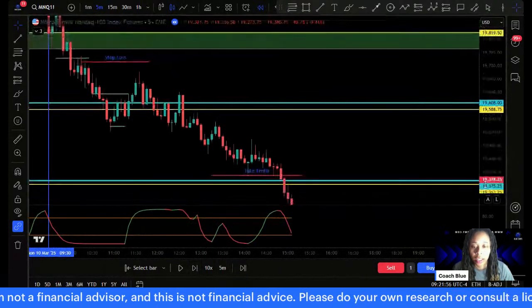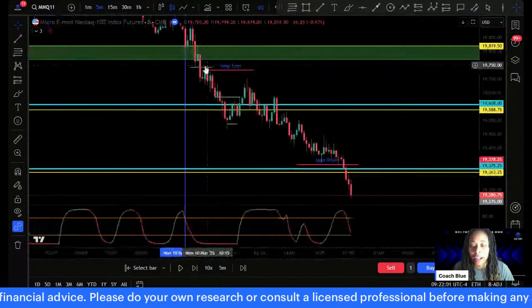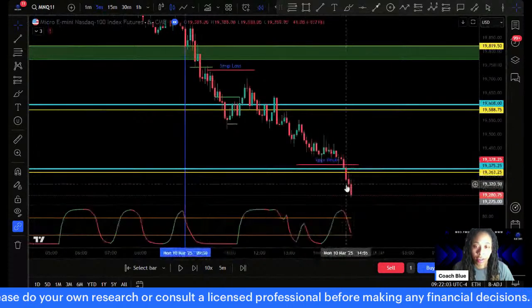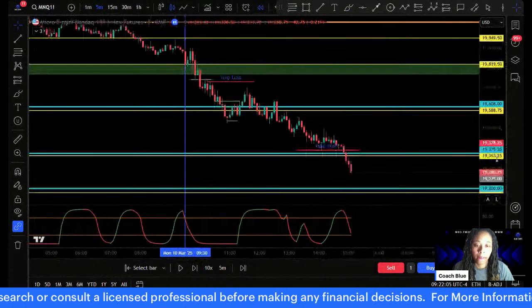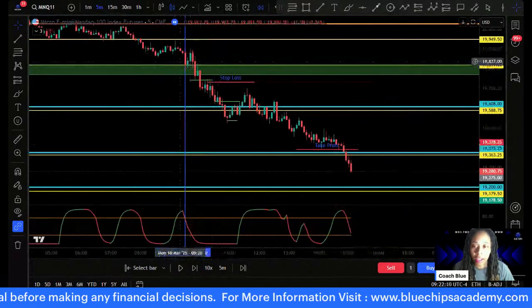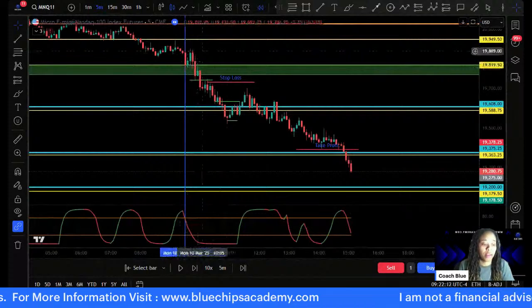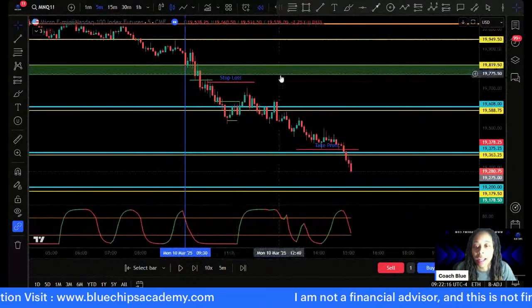So we got out somewhere in this area here. We entered up here and got out down here. Great risk to reward setup. Okay, so that made up for the loss here. And so instead of having a losing day, we were either break even or we were up a little bit for profits. All right, and so that's how we got to kind of do it, guys.